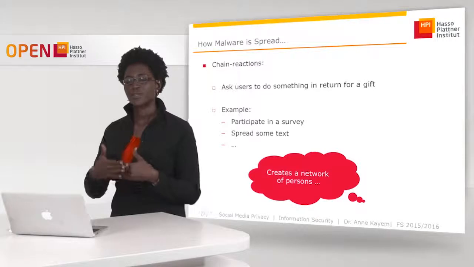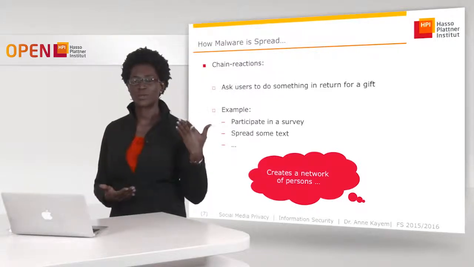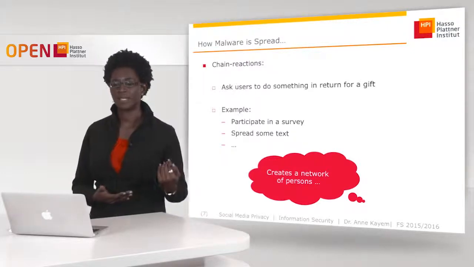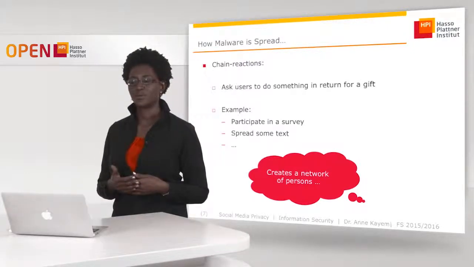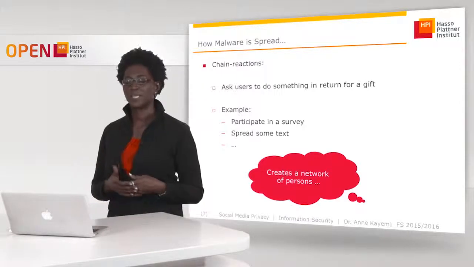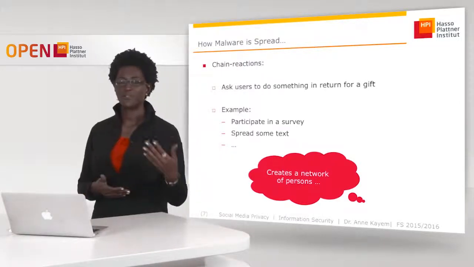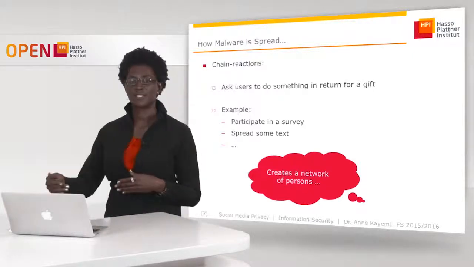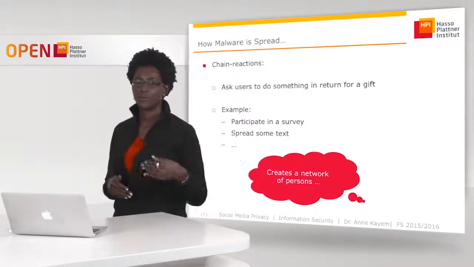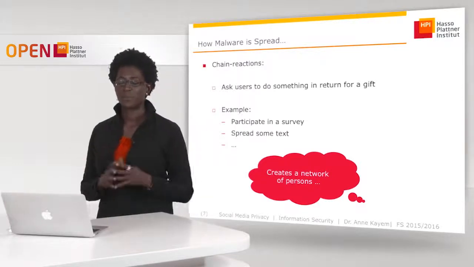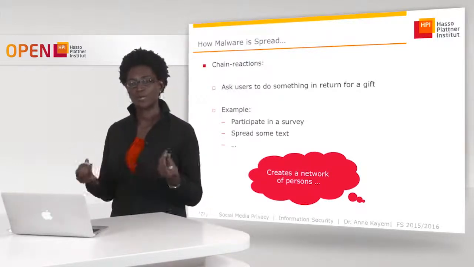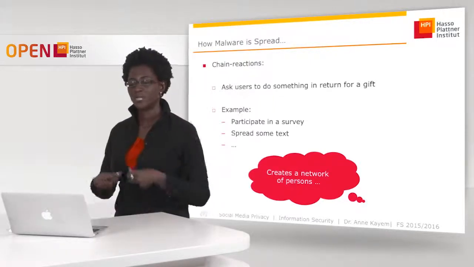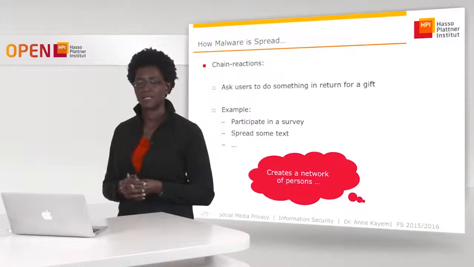So chain reactions also build on what we talked about, for example, in spoofing and in identity theft, of offering the user something. For example, a gift: if you participate in this survey, you're going to win the latest model of an iPhone, or the latest tablet, and so on. All gifts or attractants that are going to persuade a user to want to participate in the survey.